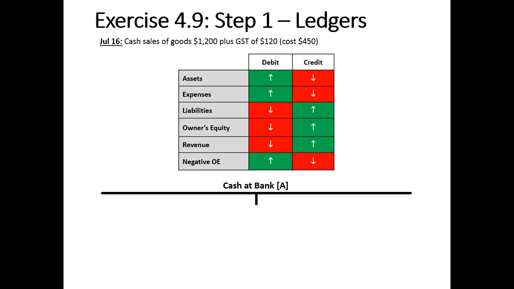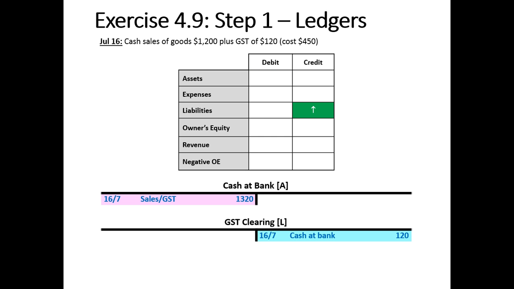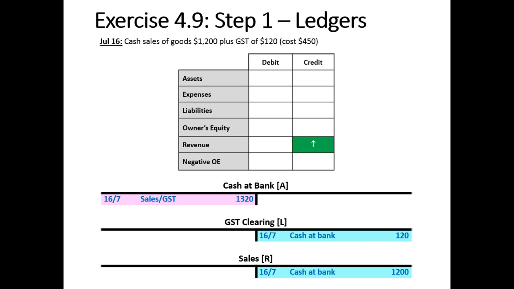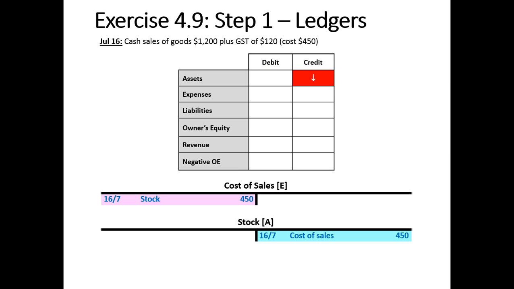We've got another cash sale, $1,200, so we should be getting into a bit of a pattern and realizing how to process these. They're very formulaic and repetitious. So we've got cash at bank going up, GST going up on the credit side, and another credit to sales. Cost of sale expense goes up, and our credit goes in the stock ledger to decrease the amount of stock we have on hand.